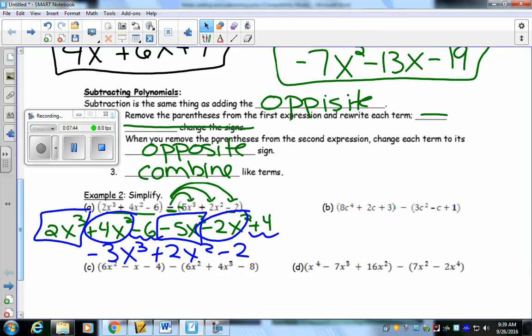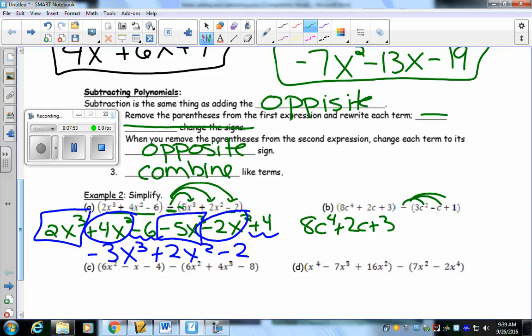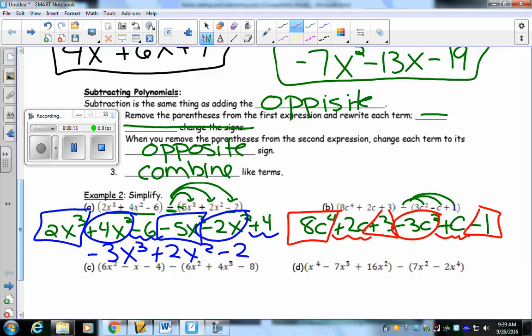All right, in problem B, we're going to do the same thing. Go ahead, rewrite the first set. Change the signs of everything in the second one because we're distributing that negative. So that's a negative 3c squared, a positive c, and a negative 1. And then from here, we combine. So I have c to the 4th, which doesn't have any buddies. I have a c squared, doesn't have any buddies. Positive 2c with positive c, and then 3 and negative 1. So 8c to the 4th minus 3c squared. 2 plus 1 is 3. 3 minus 1 is 2.